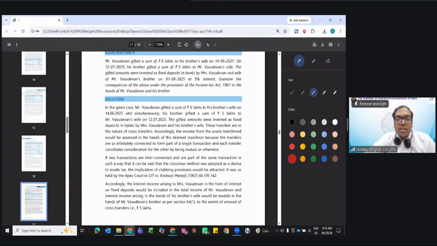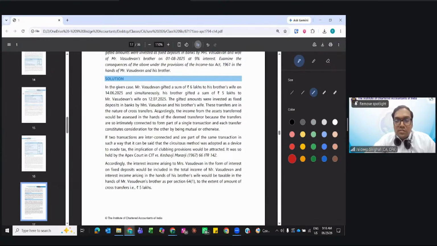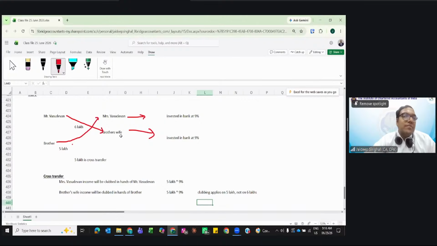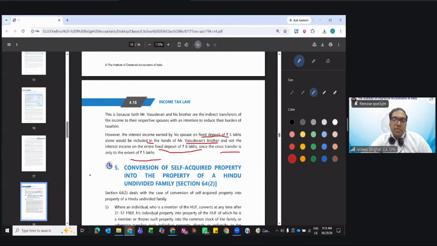You can study this in the given material. You can say, however, that the interest income earned by the spouse on the fixed deposit would also be included in the hands of Mr. Vasudevan's brother, not the entire interest income on the fixed deposit, because the cross transfer is of 5 lakhs only. Income on 5 lakh will be taxable in the hands of brother, and 1 lakh income will be taxable in the hands of brother's wife only. Clear?